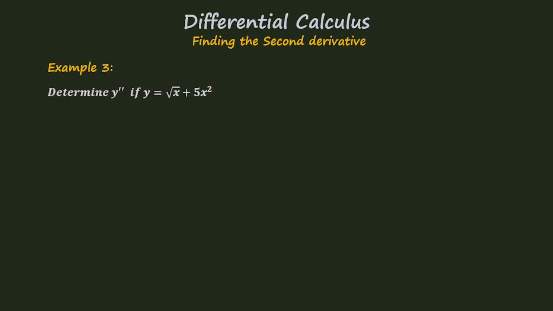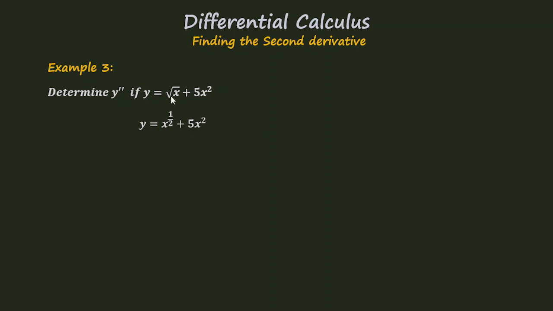Let's try yet another example. Let's say you've been given some function y equals the square root of x plus 5x squared, and you are required to find the second derivative of this function. Remember that the general rule for differentiation does not provide for the square root of x. We need to standardize the square root of x to be in a form that we can use the general rule for differentiation.